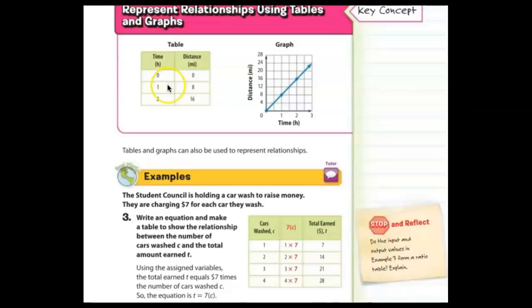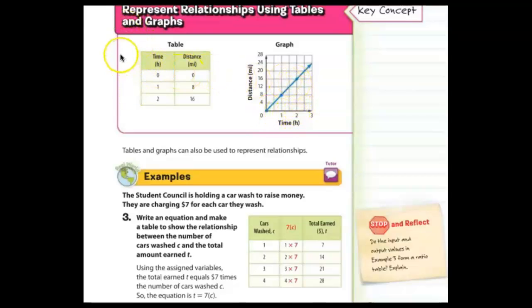If we spend 1 hour moving and it's 8 miles in that 1 hour, so if I go along the x-axis to 1 hour and I go up to 8 miles, this is how far we've gone. And then if I spend 2 hours moving 8 miles an hour, 2 times 8 is going to be 16. And so we're going to go to 2 and then come up here to 16.